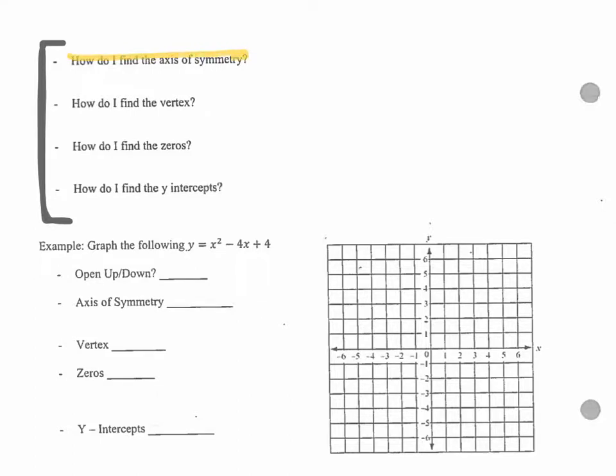So how do I find the axis of symmetry? How you find the axis of symmetry, it's a formula. So I'm going to use the formula x equals negative b over 2a. So I'm going to plug b in for b and a in for a, and then I'm going to get my axis of symmetry. If you don't have that formula memorized, you're not going to be able to graph it, so be careful.